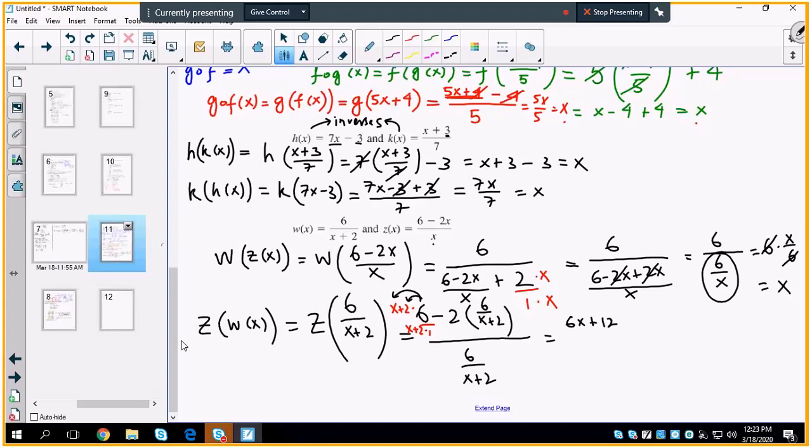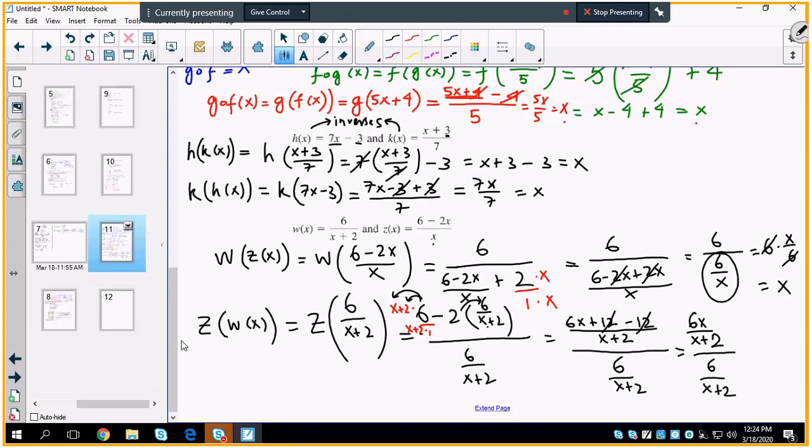Then I distribute this 2, I get minus 12. And in the denominator, I write x plus 2 only once because I have the common denominator in both of them. I write it only once. All over 6 over x plus 2. Those two will cancel, positive and negative 12. And you will get 6x over x plus 2, all over 6 over x plus 2.